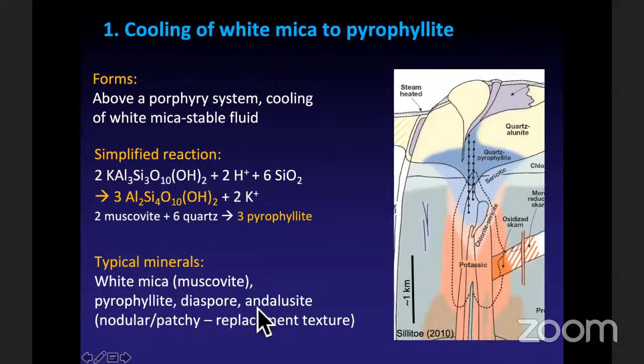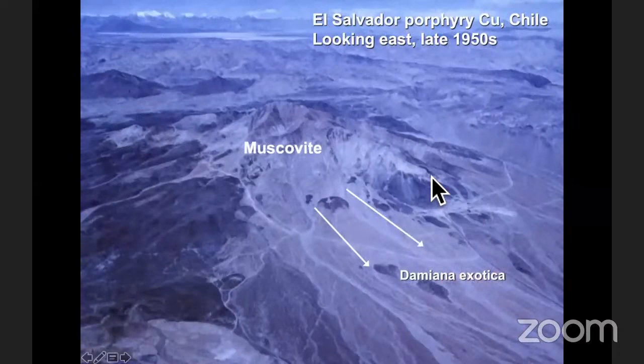That's a key mineral also found in other systems around the world. Pyrophyllite, diaspore, muscovite, andalusite. Very often we find this nodular, patchy, wormy replacement texture that some of you would have seen in the porphyry environment or in the roots of high sulfidation lithocaps. Very distinctive. Let's look at an example.